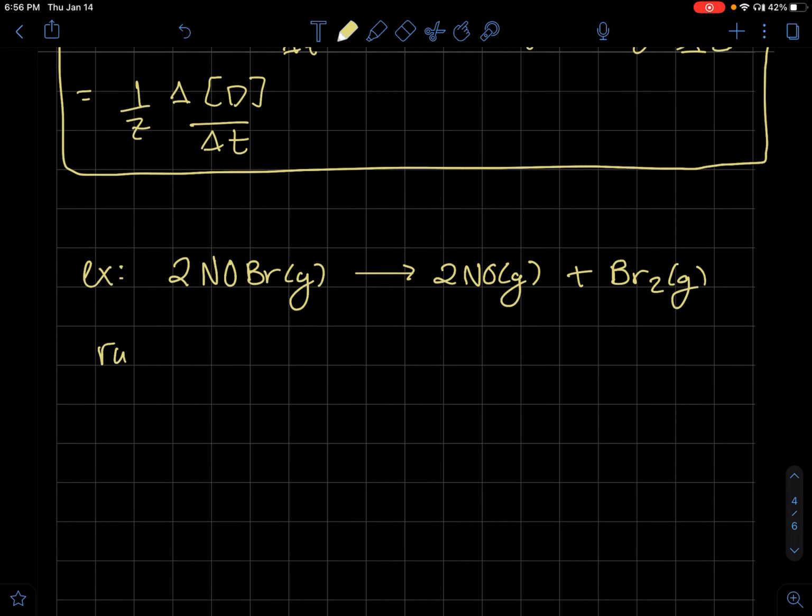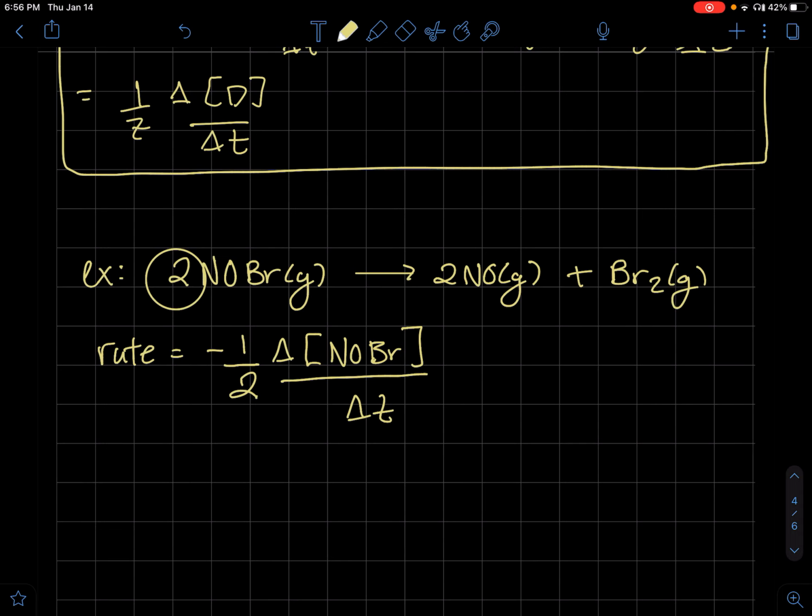So the first thing you want to do, I start with the reactants. So we have a negative 1, it's always 1, right? Over the coefficient, which is 2, times the change in concentration of NOBr over the change in T. And we don't have any other reactants, so we can move on to the next one.